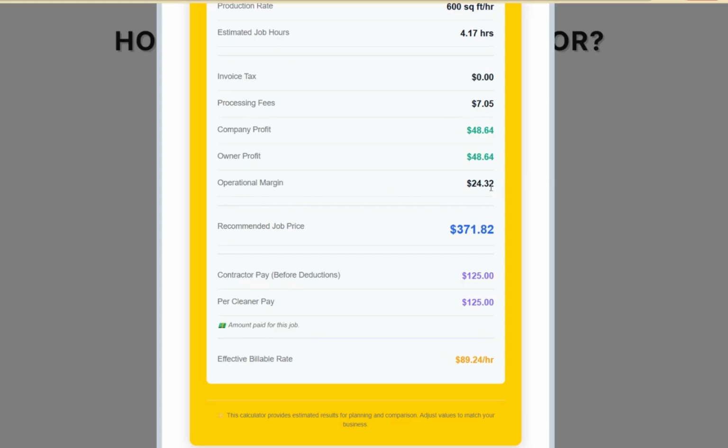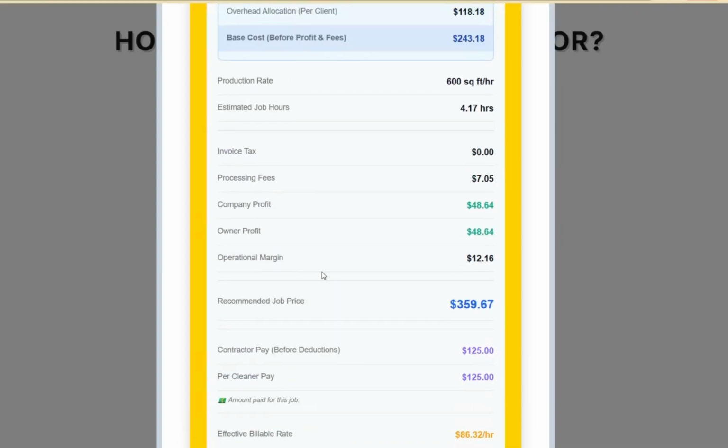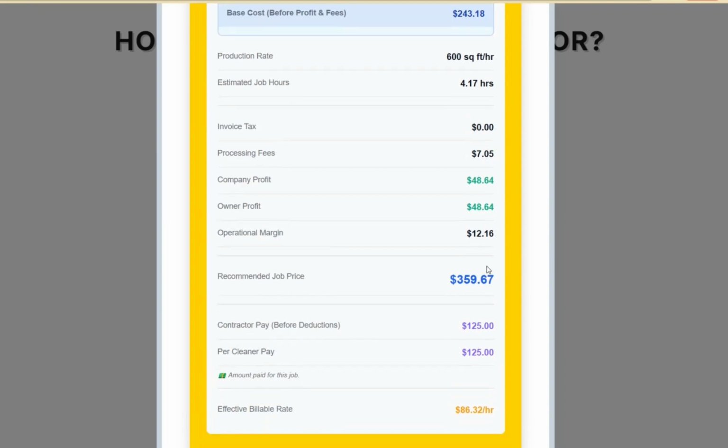If you feel like this is too high, then you can play with the numbers. You can adjust it. You can say, I just want it to be like at 5. Okay, put it at 5. Scroll on down. And now your operational margin says $12.16. The recommended price for this clean is $359.67. Our cleaner, which is a contractor, is $125 of this.